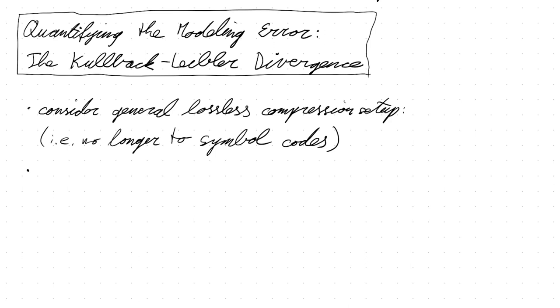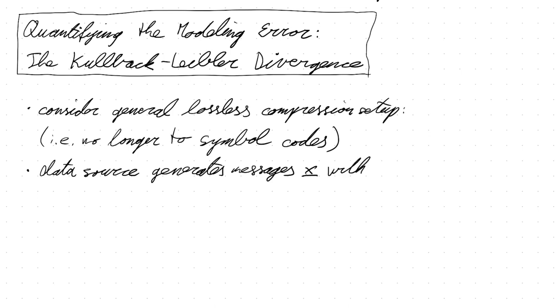And so we have a general lossless compression setup. That means we have some data source, and that now generates some messages. I'm going to call them X again. And it generates these messages with some probabilities. We don't know what this data source generates. If we knew, then we wouldn't have to transmit the data at all.